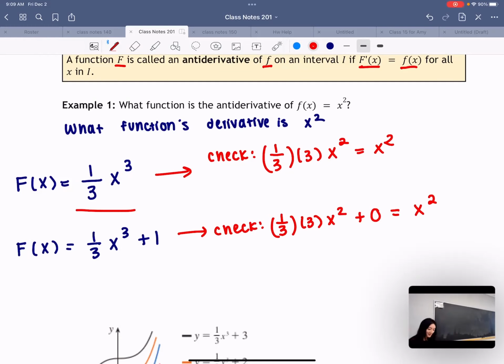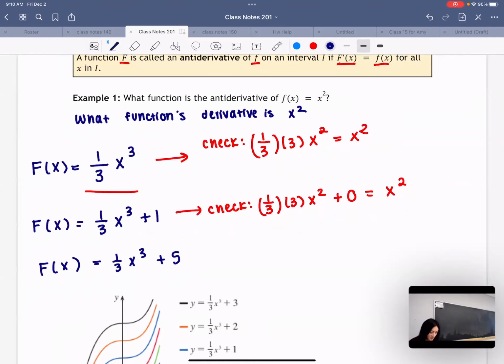I can do anything. I can add any constant number to 1/3 x cubed, like plus 5, plus 16, minus 2000, and I would still get a function whose derivative is x squared. So it looks like there are multiple antiderivatives of x squared, and they all have the same form, which is what Sam was saying.